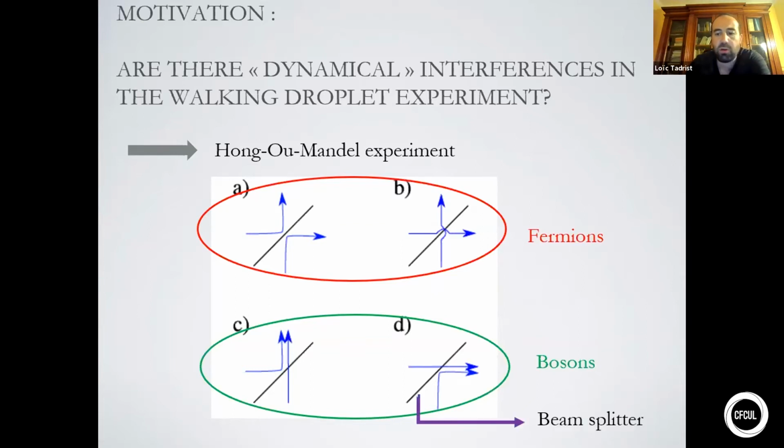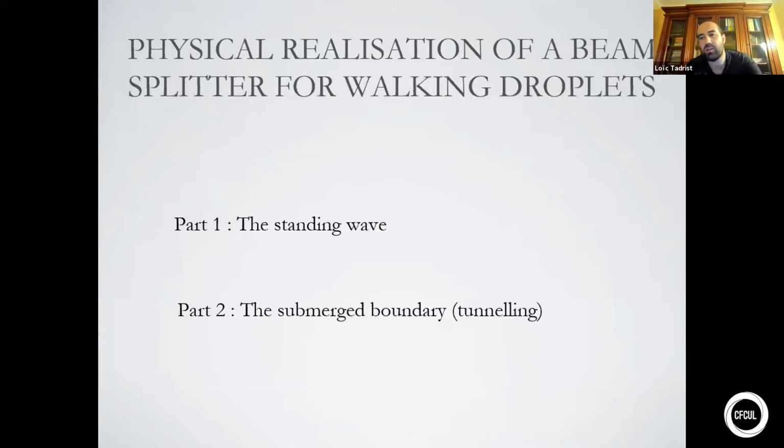So my talk will be about the design of a beam splitter for walking droplets. At the beginning of our thought with Tristan, we had two options. I will basically speak of the first one and refer to the paper we wrote with Tristan, Peter Schlagheck, and John Bush about the tunneling, which is simply a submerged barrier on which you send a particle, and the particle may cross or not. So you can divide a beam like that. The second option is the standing wave, and we'll see how we can divide a beam of particles with a standing wave.